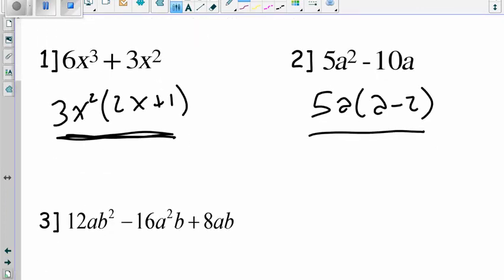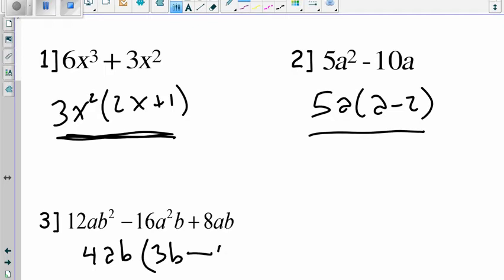Down here on number 3, it looks like I can factor out a 4 and an A and a B. I can't factor out any more from anything else. If I factor a 4 out of 12, I'm left with 3. The A's canceled out. If I factor B out of B squared, I'm left with a B inside.